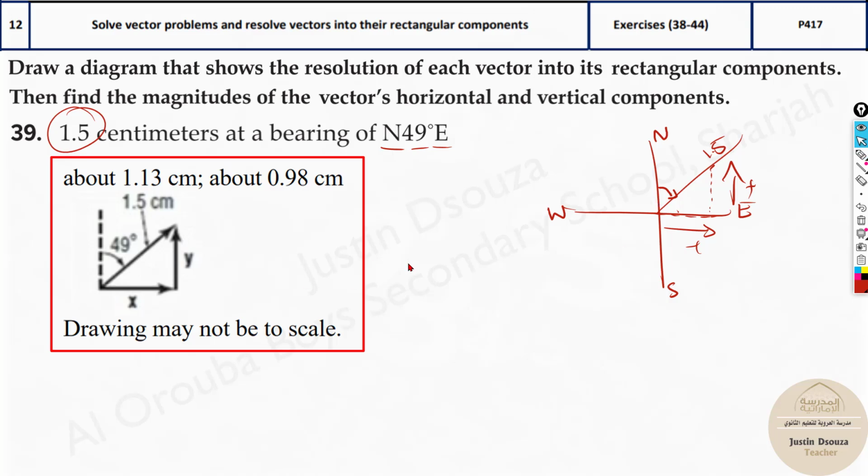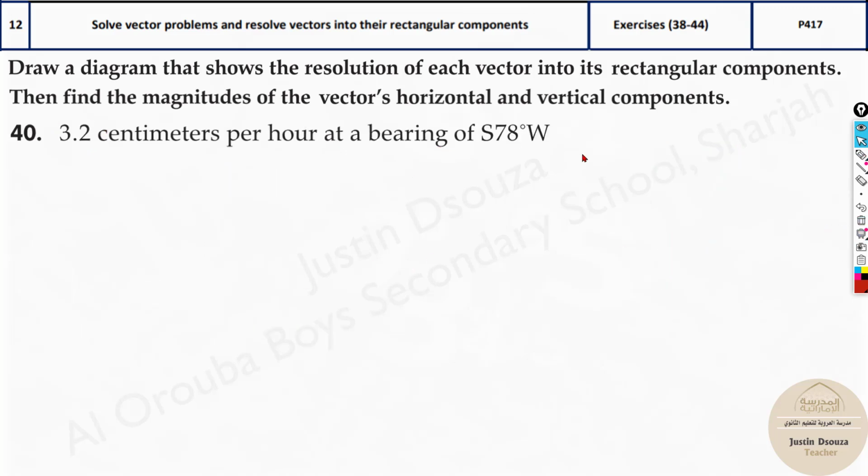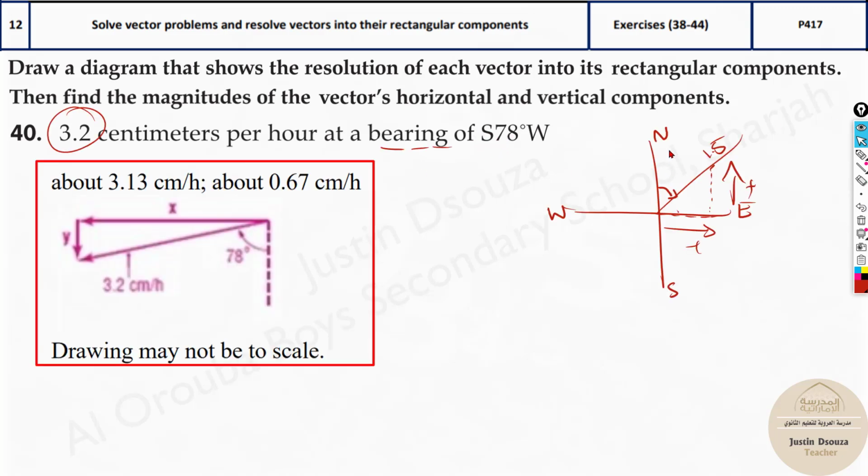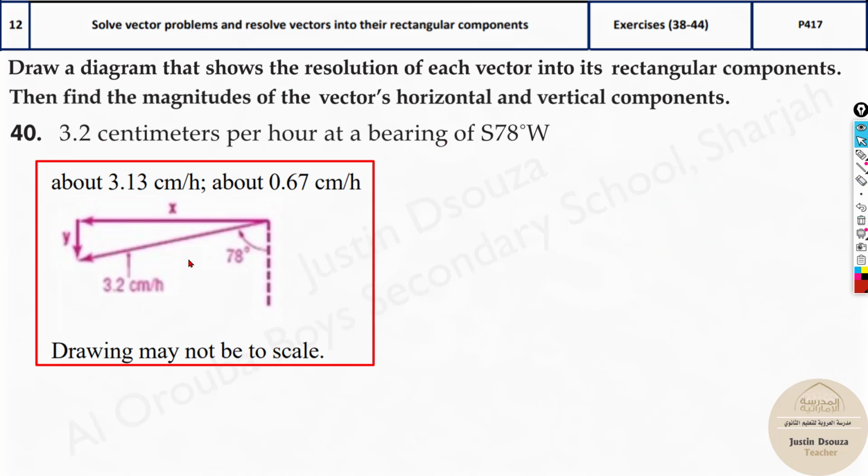That's how we can do this. Please try the other problems by yourselves. Here it is from southwest. So we know just now we saw from south to the left side, that will be the west. You can see here from the south to the west, 78 degrees. All you need to do is put 3.2 cosine 78, you'll get the x, that's this answer, and 3.2 sine 78 will give you this answer.